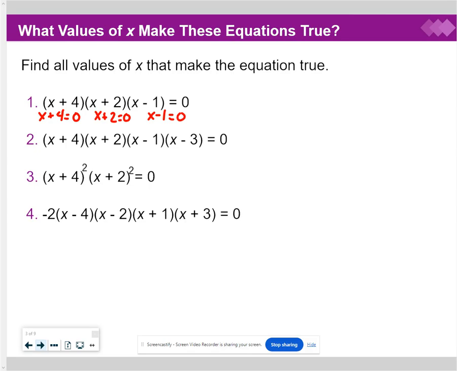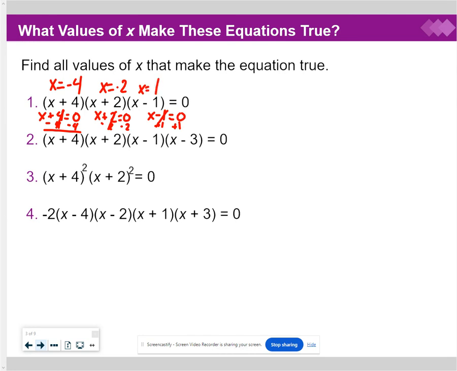For instance, in this first one, I would subtract 4 and subtract 4. So x equals -4 is one of my answers. Here, subtract 2, subtract 2. I'm going to get that x equals -2. And for this last one, I would add 1. So I would get that x equals +1.